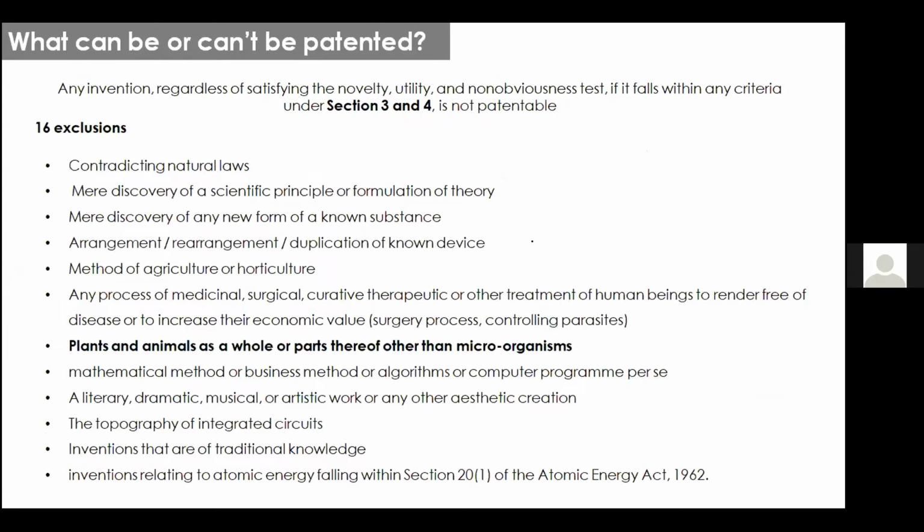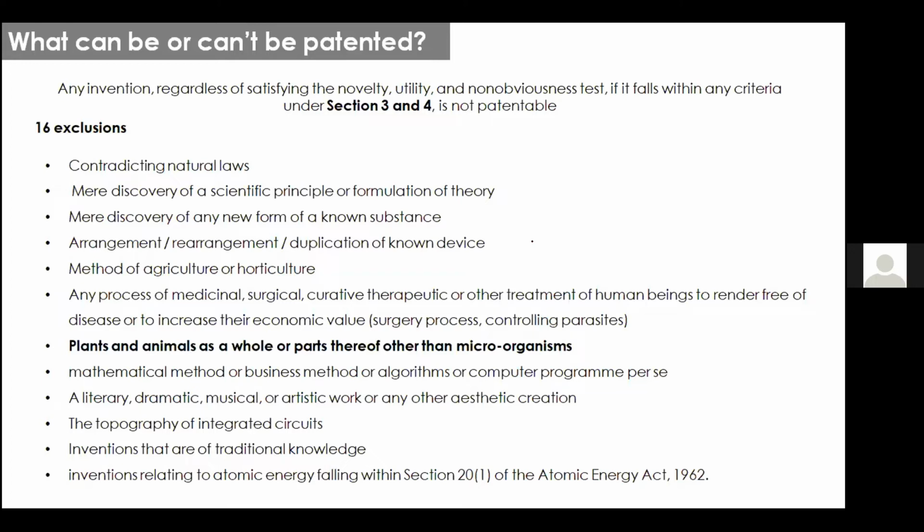Under Sections 3 and 4 of the Indian Patent Act 1970, there are 16 exclusions, which are listed here. For example, if you go and say that you have a theory which is against Newton's law, which is a universal law, that cannot be patented. If you are just contradicting any natural law, or making a discovery or formulating a theory on a theoretical background or just on a principle, which cannot be proven or which cannot result in a product, then that cannot be patented.